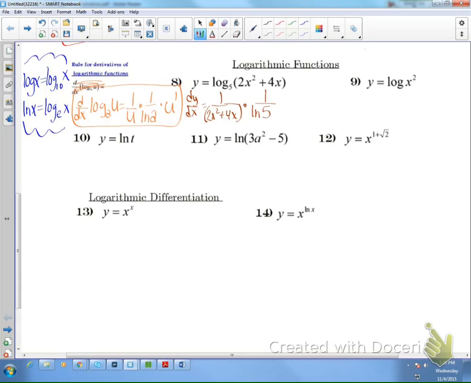1 over natural log 5, which is the base. 1 over natural log of the base, times the derivative of the part. What's the part's derivative? 4x plus 4. Good, and you need to put that in parentheses, because everything's going to be times.